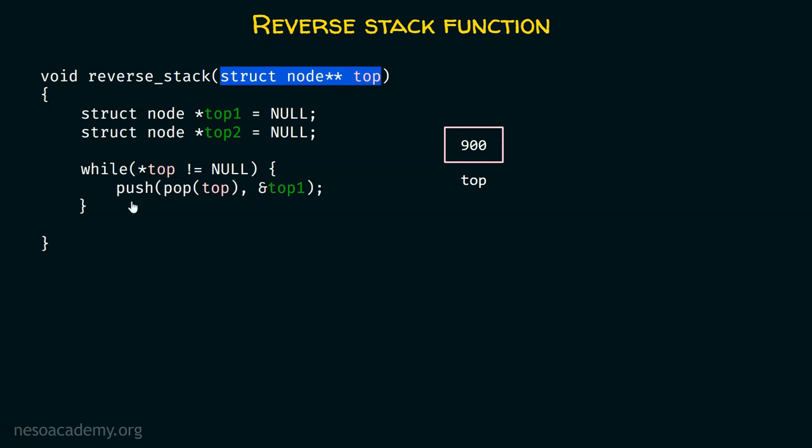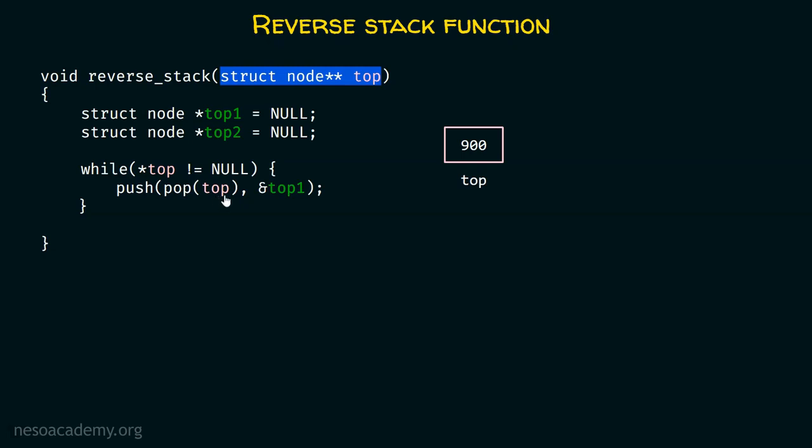Inside this while loop, you can see we have a push function, which will push the element returned by the pop top to the temporary stack 1. Now understand the meaning of this pop top. Here I am passing top because this pop function will receive the address of the pointer. And here I have to pass the address of the top pointer of the original stack, right?